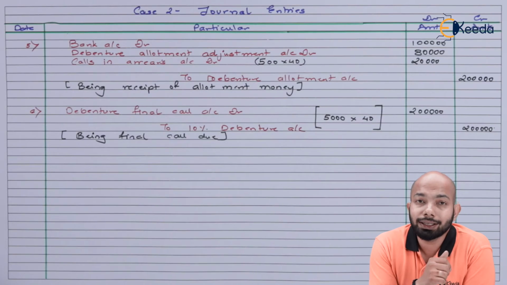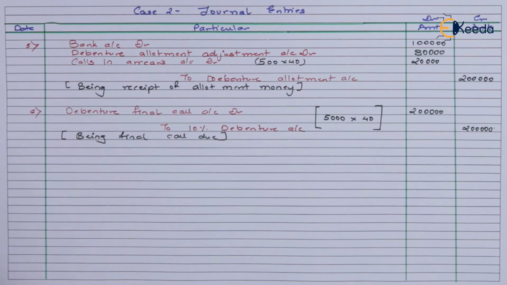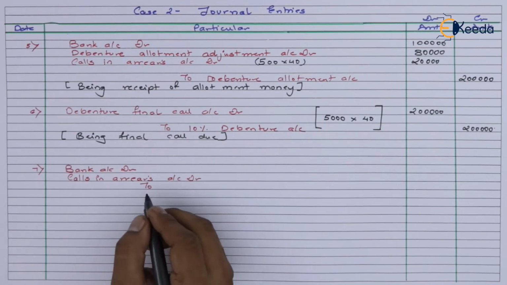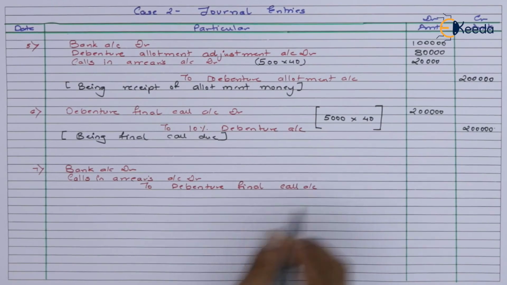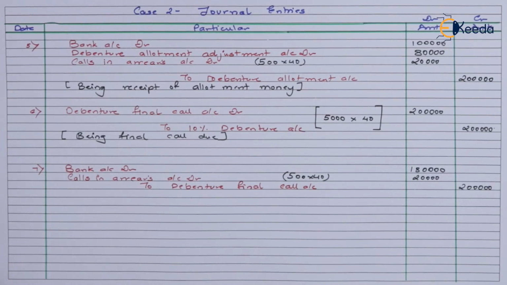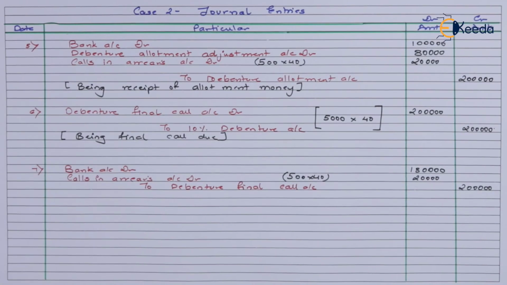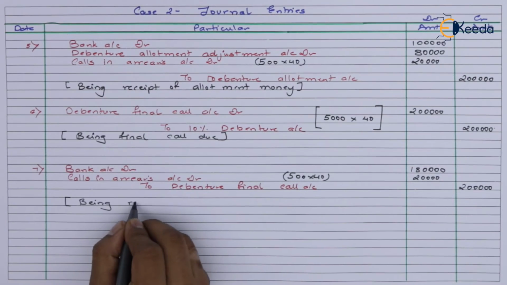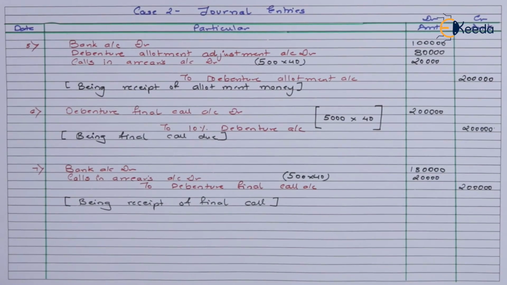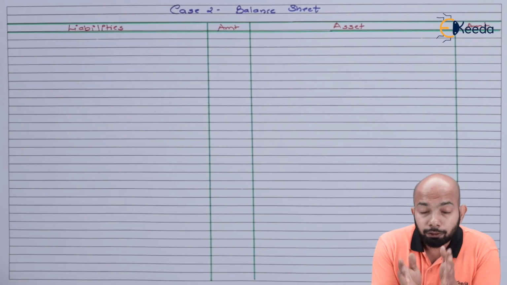Now it's time to mention the receipt entry here, which will be the last entry. So in total, we must have received somewhere around 1,80,000 because 20,000 is the calls in arrears. So let's mention the narration, post which we will go on to the preparation of the balance sheet. Now we'll start with the preparation of the balance sheet. Now the format has been prepared.